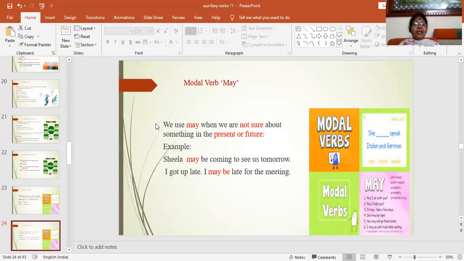We use may when we are not sure about something in the present or future. When you're not very sure, then we use our modal verb may. Say, for example, Sheila may be coming to see us tomorrow. We are not very sure. She may be coming. In the present, how can I use it? I got up late. I may be late for the meeting. I may or may not, but the possibility is there because I got up late, I have very little time. There is every possibility that I might be late for the meeting, right?